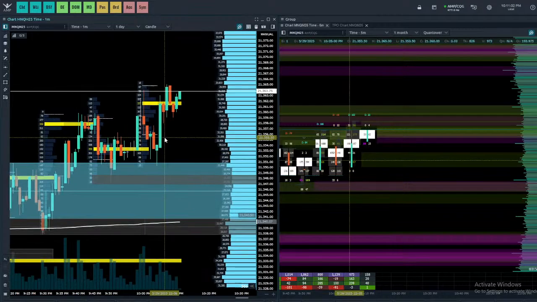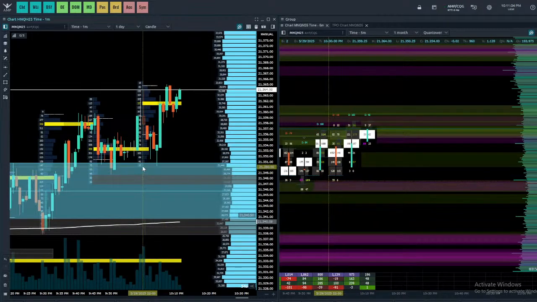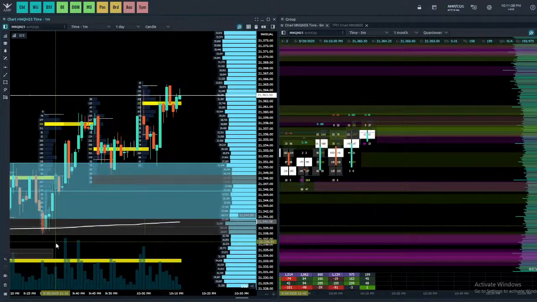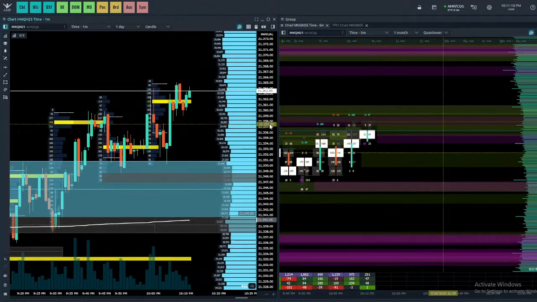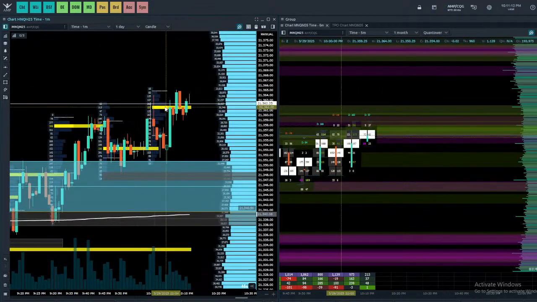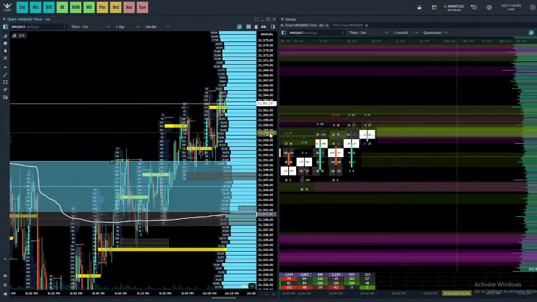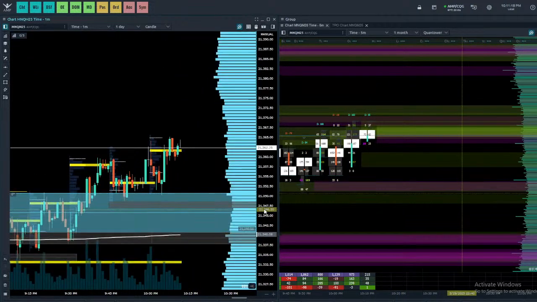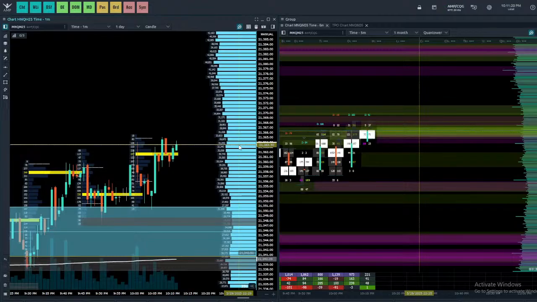So think about it like this. This is a low volume node right here. This is a demand zone, so prices go up. Then your high volume nodes are where you can take profit. Those are your exits.